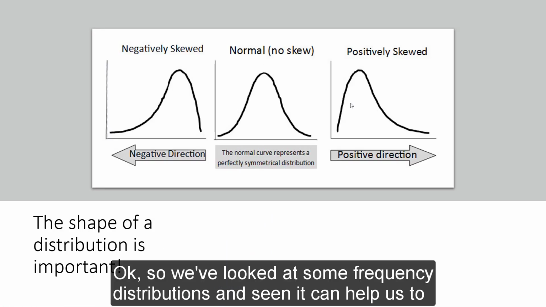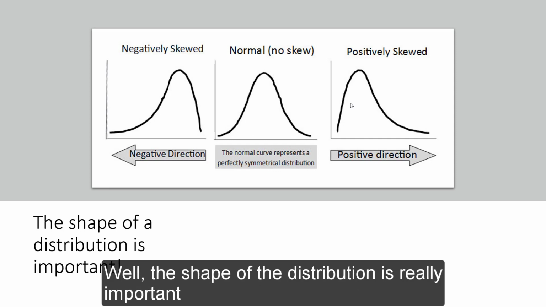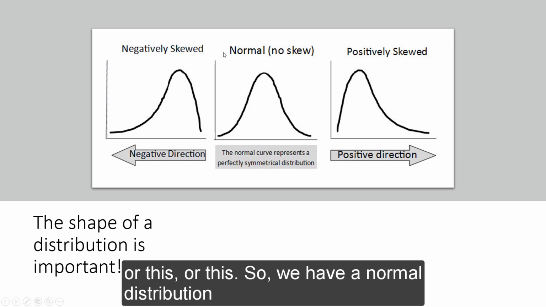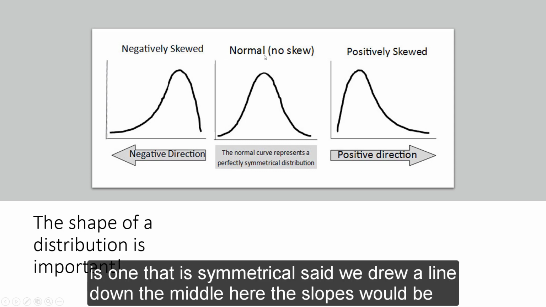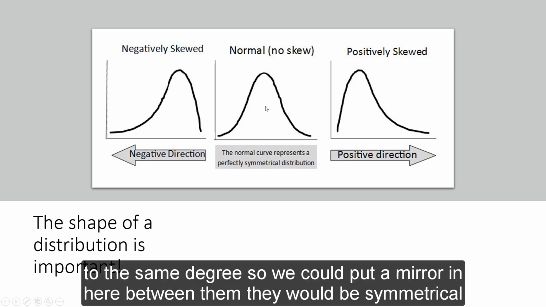So, we've looked at some frequency distributions, and we've seen that they can help us to communicate some ideas about the patterns in the data, but so what? Well, the shape of a distribution is really important. We tend to have shapes that look like this, this or this. A normal distribution is one that is symmetrical. If we drew a line down the middle here, the slopes would be gently sloping to each side to the same degree. So we could put a mirror in between and they would be symmetrical.